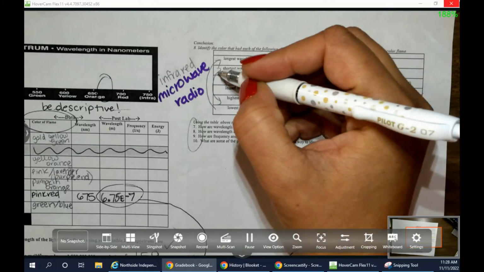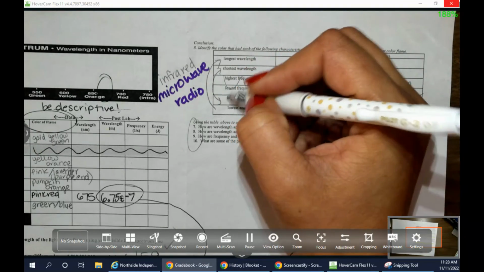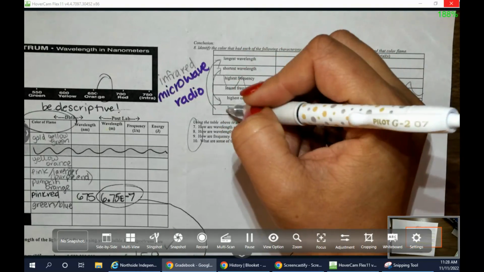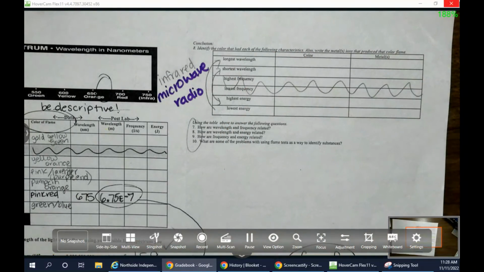Remember, your shortest wavelength is your highest energy. Your longer wavelength is your lower energy. And then you should be able to answer them. So that's it. Do you guys have any questions over anything that I just went over?